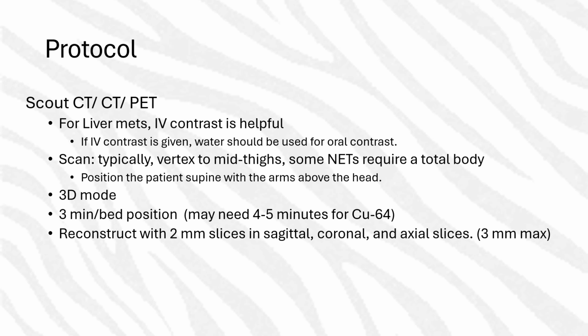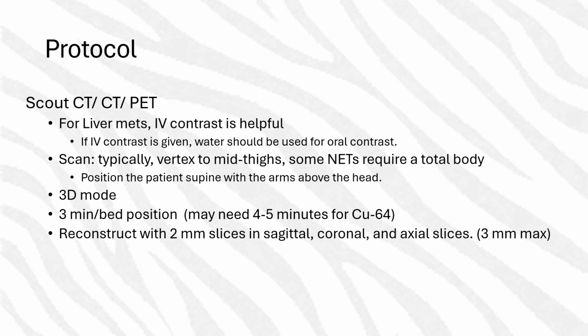Position the patient supine with their arms above their head. They are usually scanned in 3D mode with about a 3-minute bed position. You may need 4 to 5 minutes for copper. Because copper has a longer half-life, you will have fewer photons coming off of the patient. Therefore, you'll have a lower count rate, and so you'll need to increase your time per bed position. That's a little bit of a disadvantage for copper.